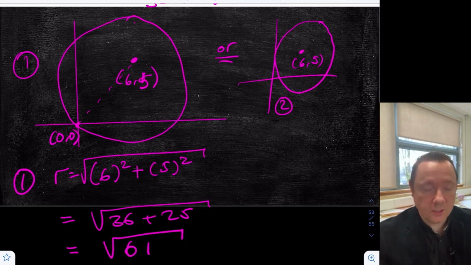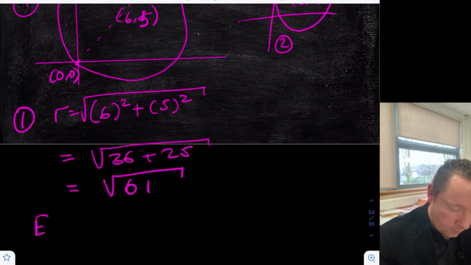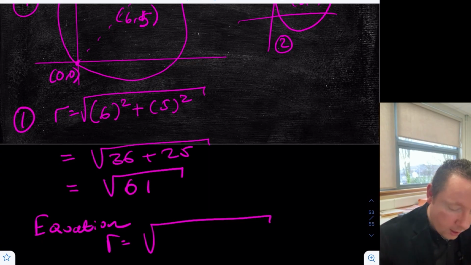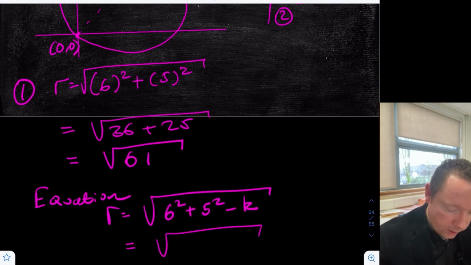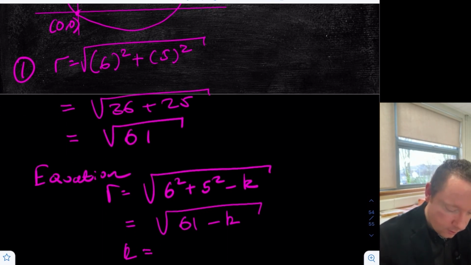So we know our radius is the square root of 61. But from the equation, the radius equals the square root of g squared plus f squared minus c. So we know that g and f are 6 and 5, but we've got c as k. So from the equation, we also get our radius is equal to the square root of 6 squared plus 5 squared minus k, because c is k. That is the square root of 61 minus k, and therefore k must be 0. That should be pretty obvious. So for option 1, k is 0.